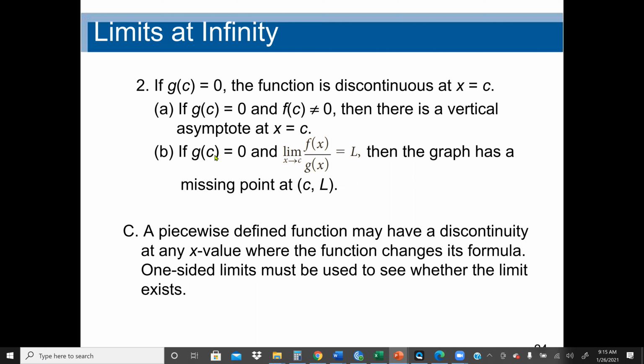Now, if g at c equals 0, and the limit as x approaches c is L, then the graph has a missing point at c and L. We still get a solution, the solution is L. But since g at c is 0, we will still have a missing point. And a piecewise function, we went through that. A piecewise defined function may have a discontinuity at any x value where the function changes its formula. So it's the same as what we studied last week about piecewise functions.